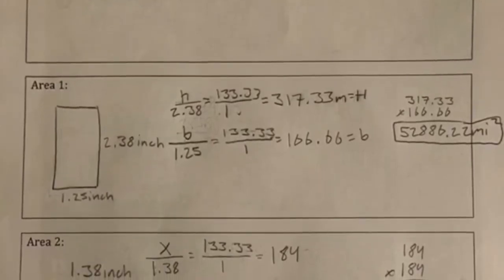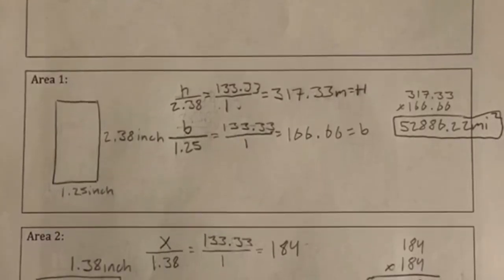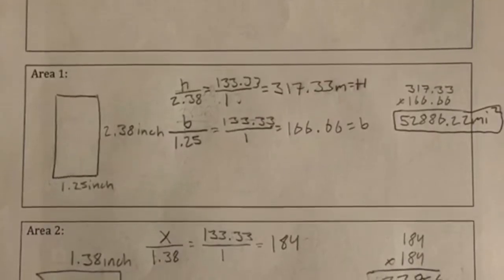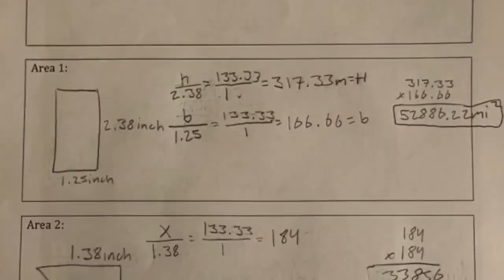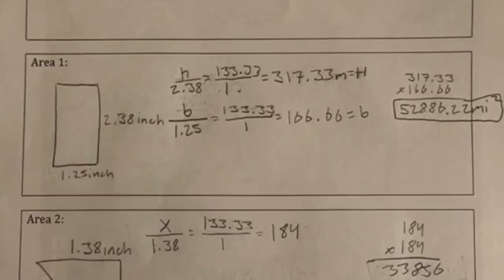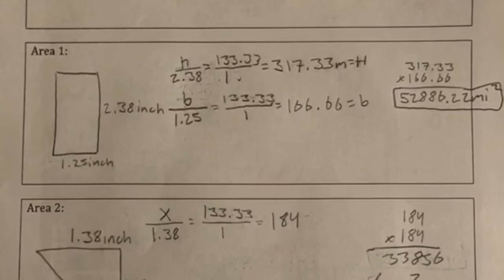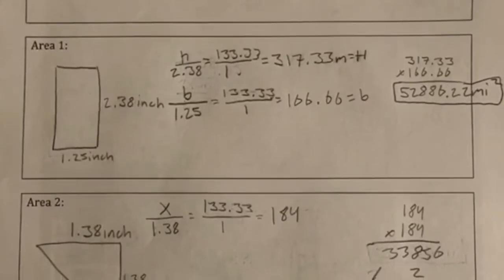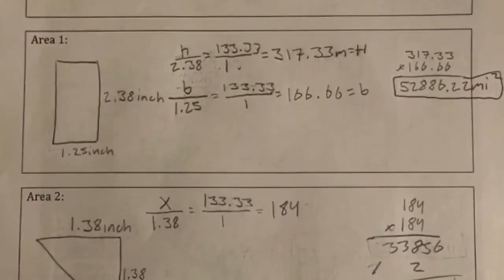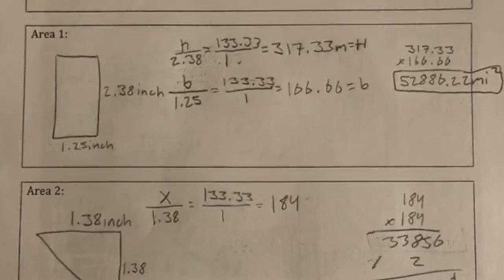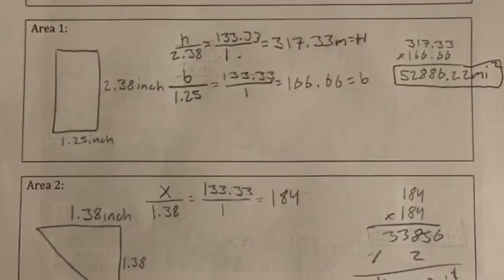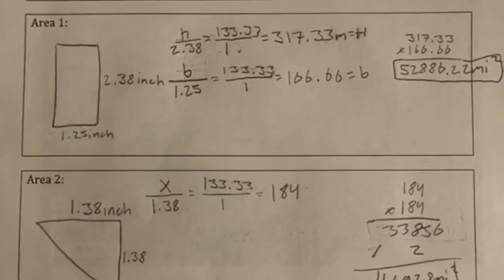B, the second equation, B over 1.25 equals 133.33 over 1. Cross multiplying that, you get 166.66 is the base. 317.33 times 166.66 equals the total area, 52,886.22 miles squared.